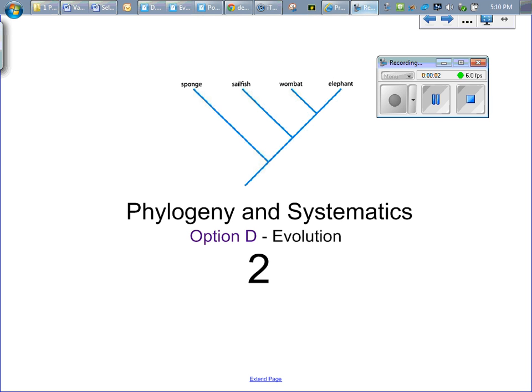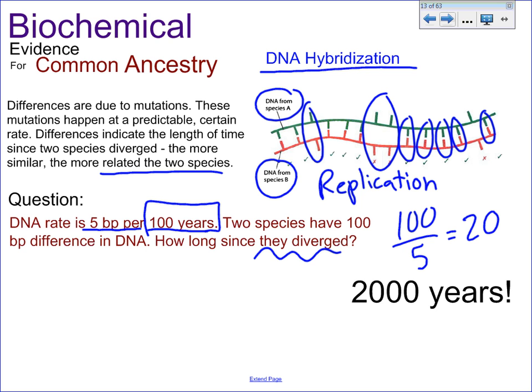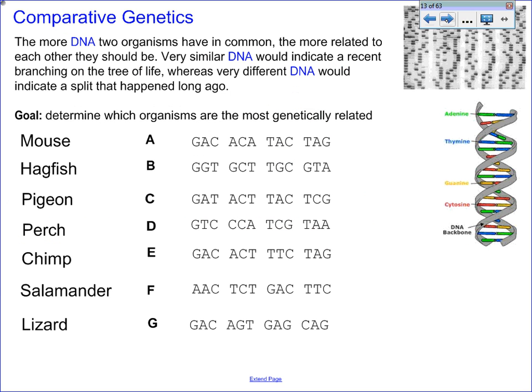Phylogeny and systematics, round 2. So in case you are better at mental math than I am, the answer to the last one was 2,000 years. If you have base pair mutations of about 5 base pairs per 100 years, and you're 100 base pairs different, that's about 2,000 years since they were last interbreeding as a single population, and they have now diverged into 2 species. So now what we can take a look at is comparative genetics with actual DNA sequences.